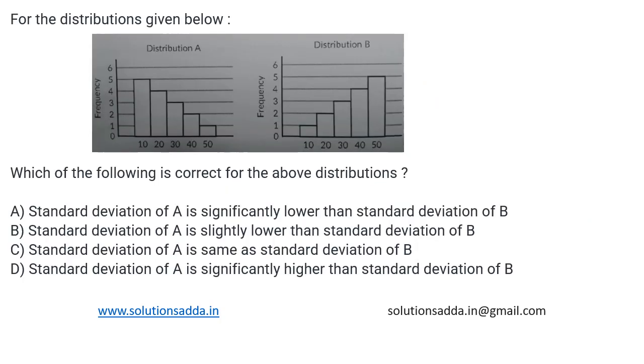This is a previous year ISRO question. For the distributions given below, two distributions are given, distribution A and distribution B. And we are asked to find which of the following is correct about the distributions, and four options are given. Some of the points to remember here is that the standard deviation doesn't change when the graph is shifted to left or right. And also it doesn't change when it is rotated at any point.